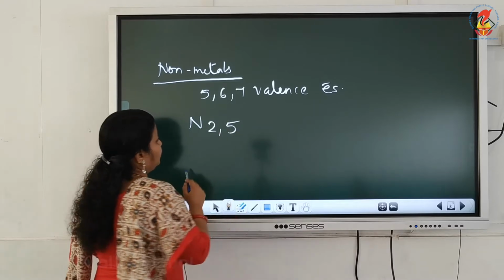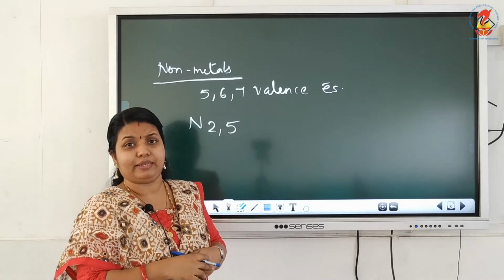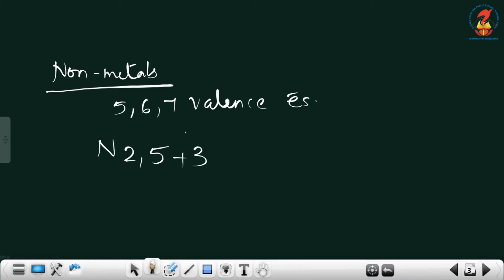2,5. It's a non-metal with 2,5 configuration. So what is the tendency? How can this nitrogen attain stability? It has to gain 3 electrons, isn't it? It has to gain 3 electrons, then its configuration will become that of neon, 2,8.